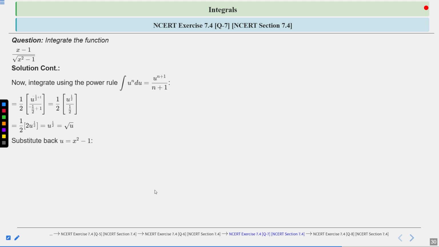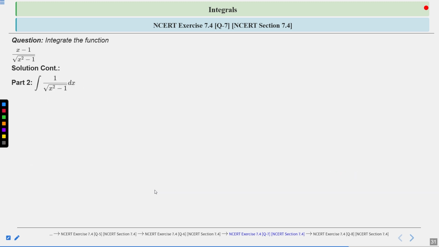Now substitute back u is equal to x square minus 1, right? So the integral of x dx upon root over x square minus 1 is equal to root over x square minus 1, okay? Clear? Now part 2 is basically the integral of 1 dx upon root over x square minus 1.